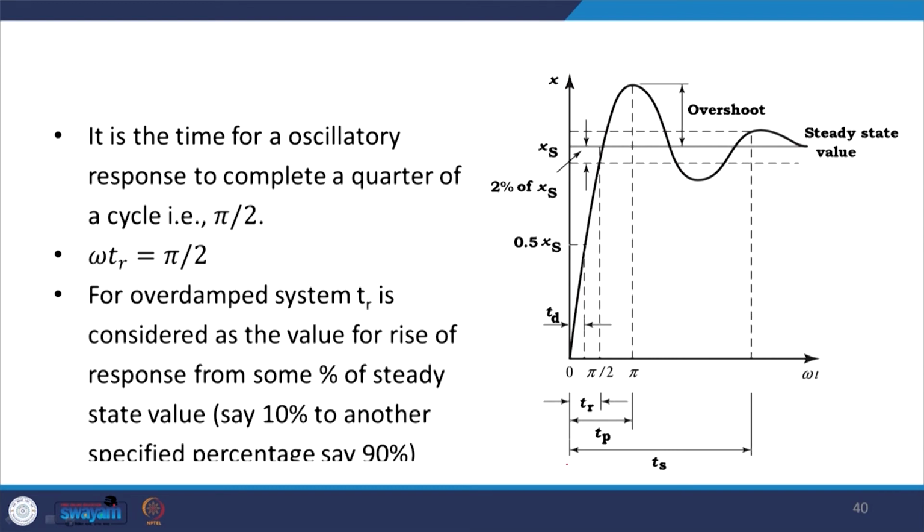It is the time for the oscillatory response to complete a quarter of a cycle. So, this is omega T r is equal to pi by 2. This way we can find out the rise time, and for an overdamped system T r is considered as the time for the response to rise from some percentage of the steady state value, say 10%, to another specified percentage, say 90%.